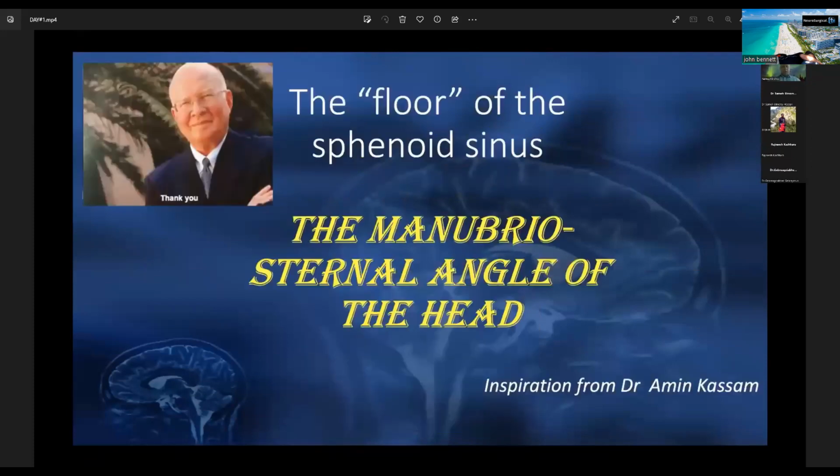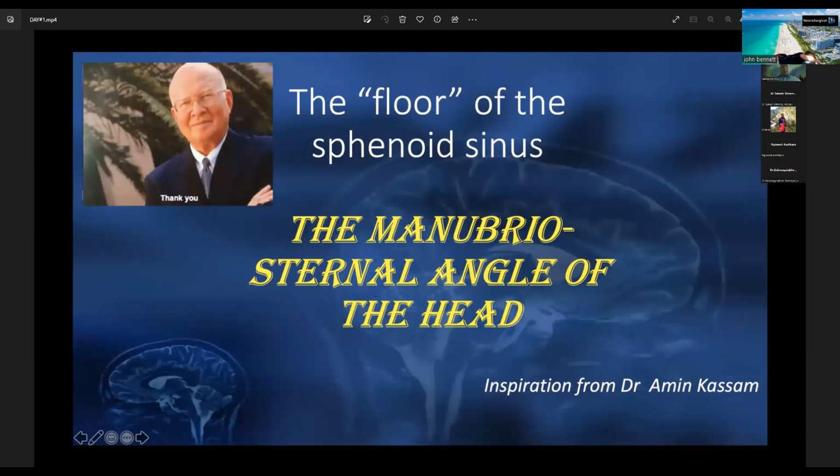It is common knowledge. And it all started many years ago when we were setting up our endoscopic service, and we had input from Dr. Amin Kassam, who visited us in Cambridge. And again, I used some of the anatomical images from Professor Rhoton about finding landmarks. The floor of the sphenoid sinus is a good landmark when you are doing this procedure.